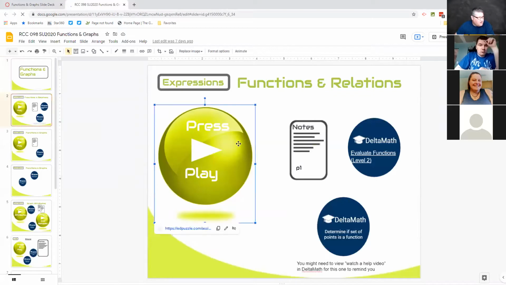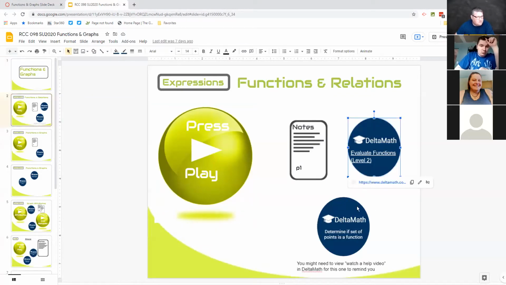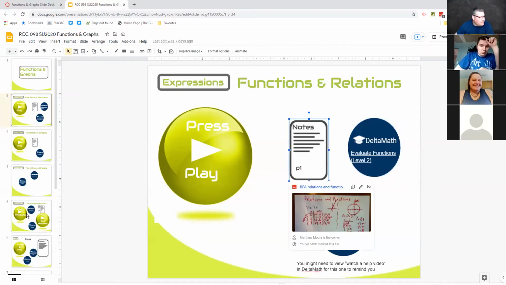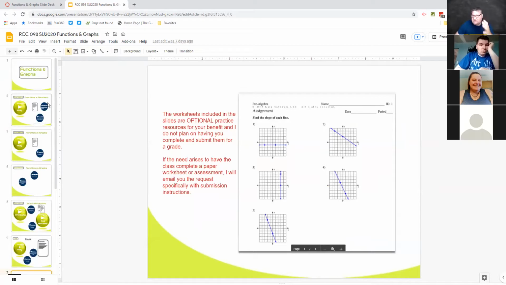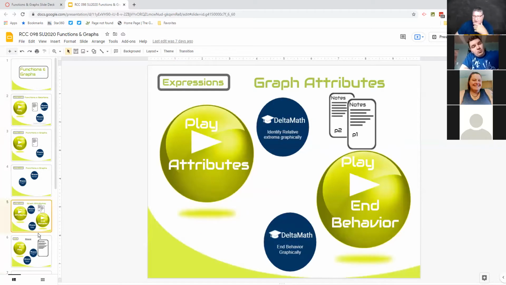Every slide, watch the Edpuzzle, do the Delta Math. If you need notes, that's great. All worksheets are for your benefit. They are not required. You do not need to turn them in. They're for your benefit. So does this make sense for what each unit, how to find the work for each unit? Yes. Good, excellent. And so obviously, has everybody here been able to log in to Edpuzzle and get your account up and running and start working through these Edpuzzles right here?